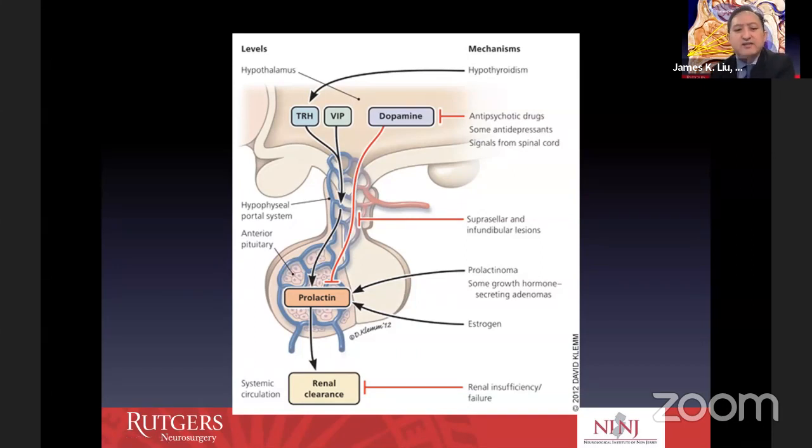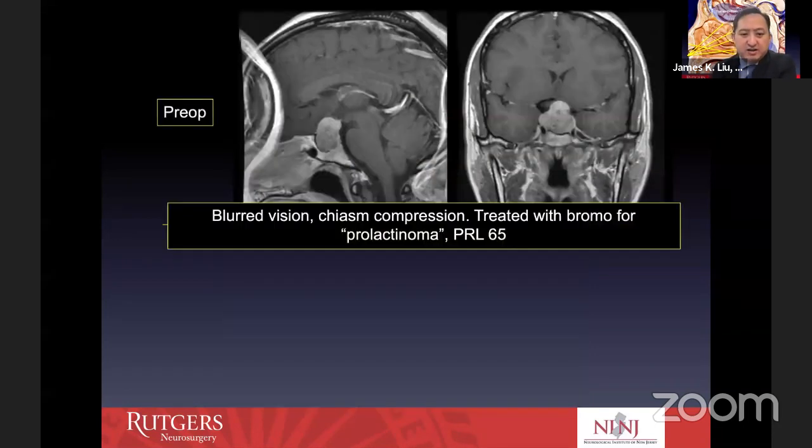So when the prolactin level is greater than 100 or 150, and you have a larger tumor, you must have suspicion that it's a prolactin secreting tumor or prolactinoma. Here is an example of a patient who had this large macroadenoma with a prolactin of 65. So when I look at this value, this looks like stalk compression effect, and not a prolactinoma.